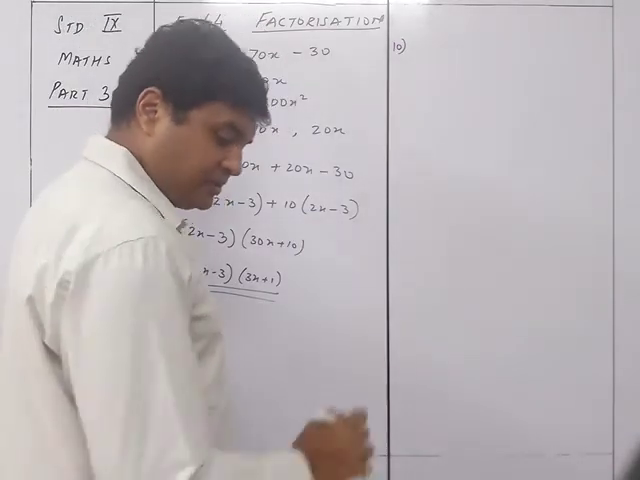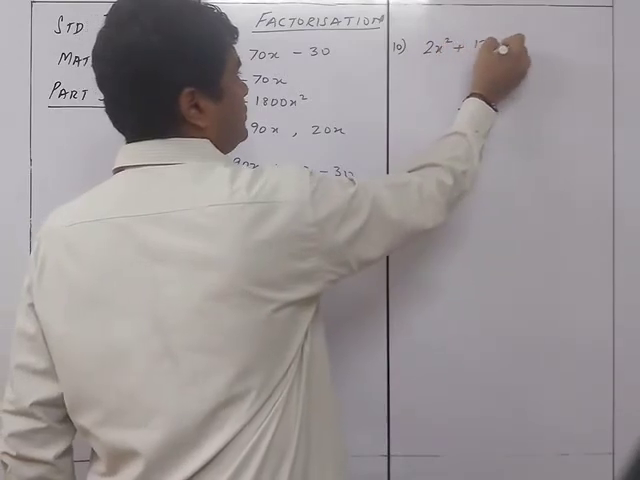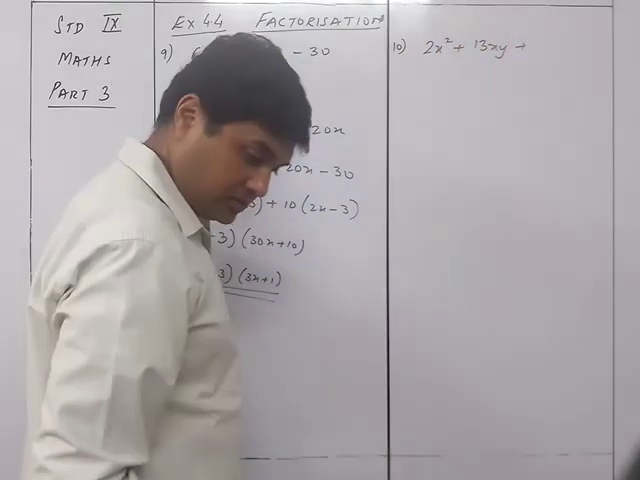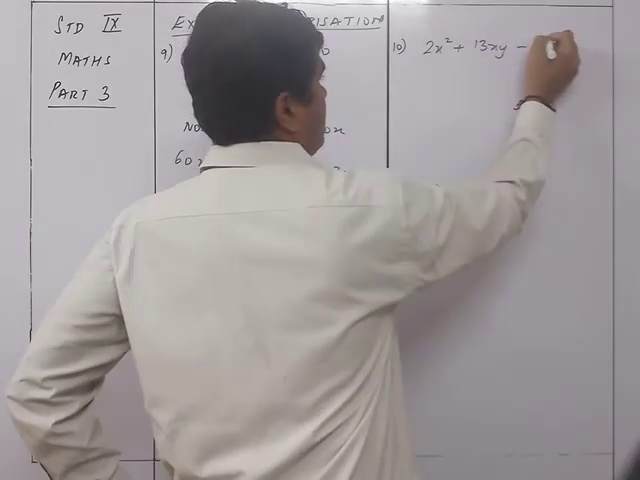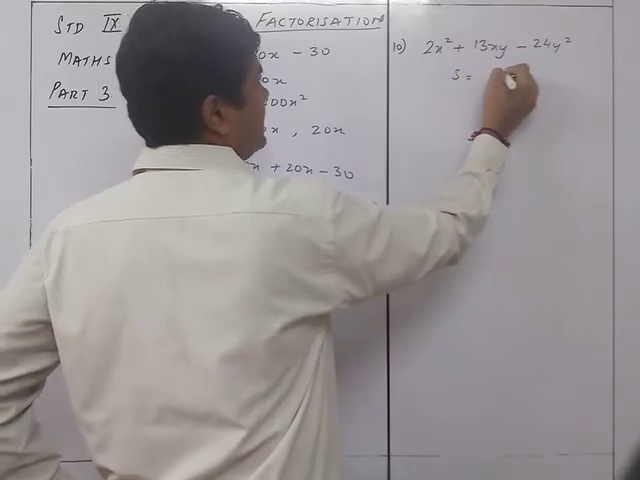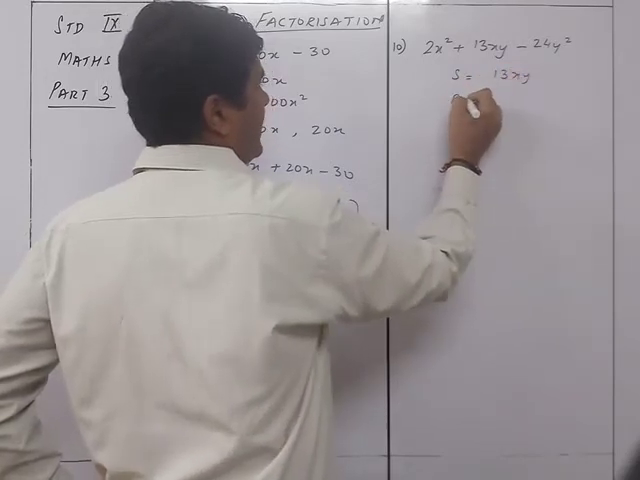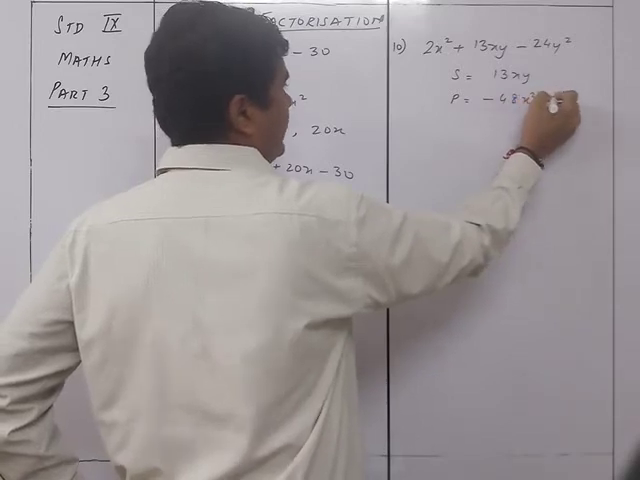Sum number 10 is 2x square plus 13xy minus 24y square. So the sum we are talking about is 13xy and the product we are talking about is minus 48x square y square.